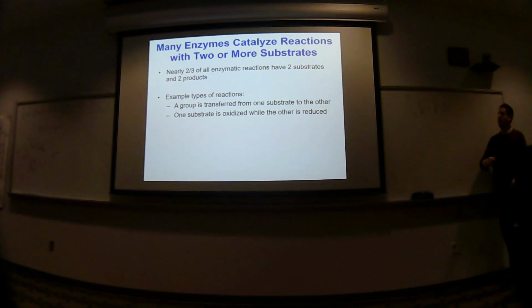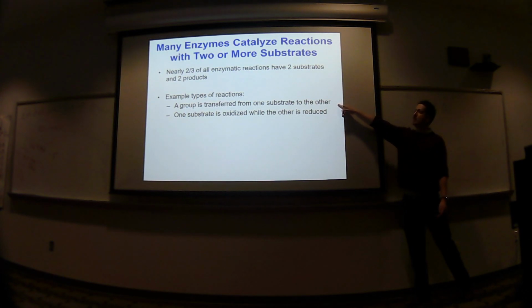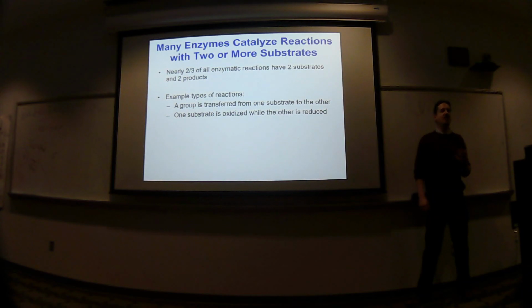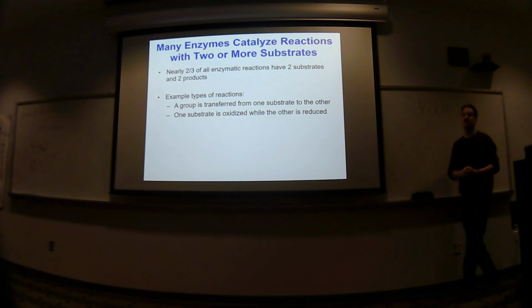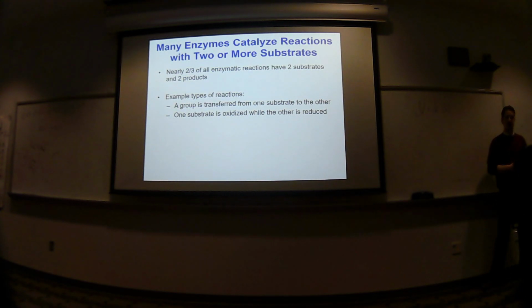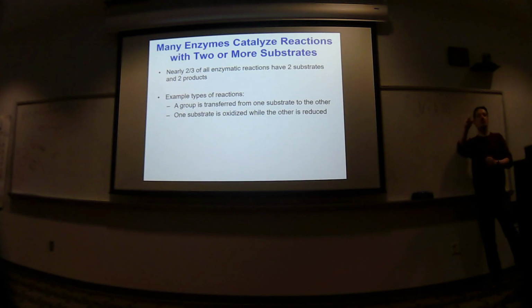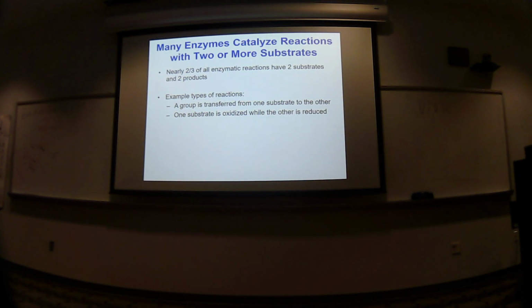I just have to mention how that happens. For example, you can have a group transferred from one substrate to the other. So substrate 1 comes in, leaves something behind, and then substrate 2 comes in and picks it up and takes it. Like a group transfer, for instance with a phosphorylation. ATP comes in, drops off a phosphate, and leaves as ADP. And then something else comes in, picks up that phosphate, and leaves as the phosphorylated form. That's a very common type of reaction.